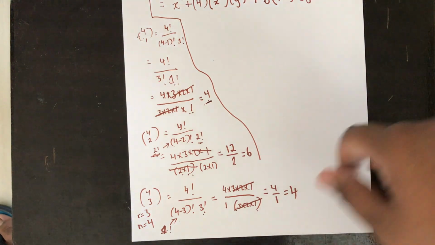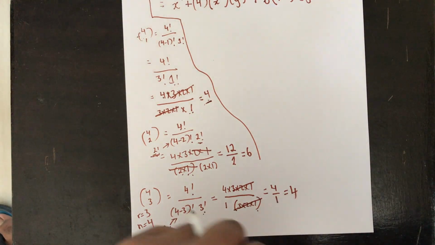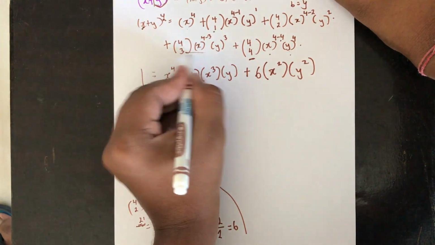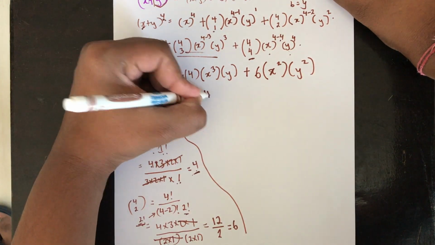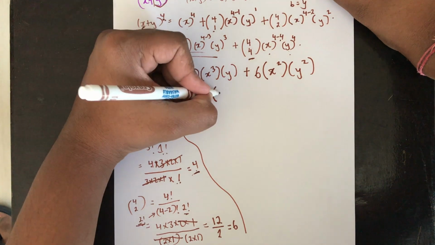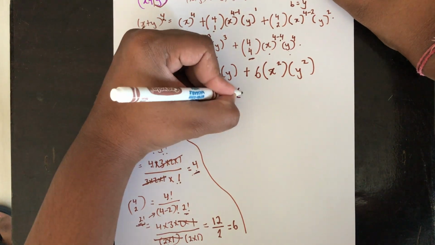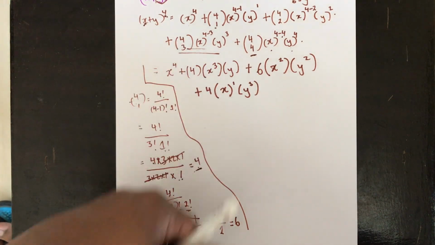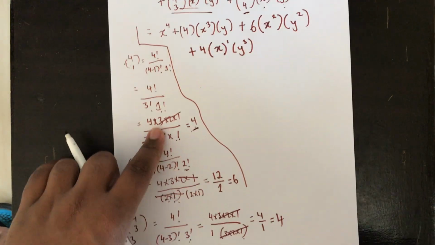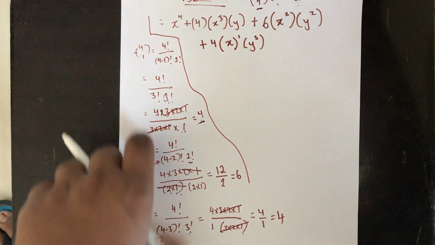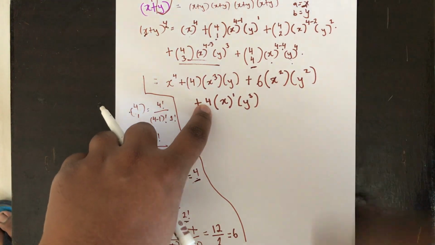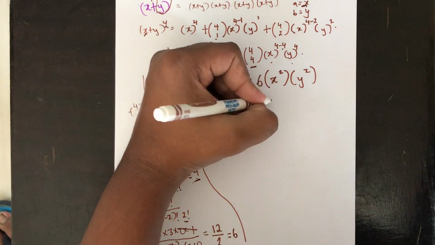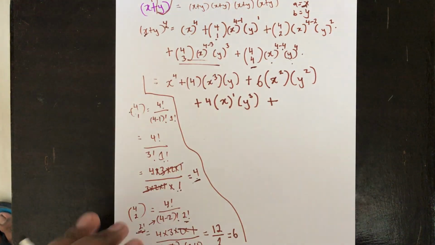Therefore, 4c3 is equal to 4. So let's continue this. So I have this bit, so plus 4 into x power 1 y power 3. 4c3 is 4, and that's what I've just used. So I've just substituted: 4 into x power 4 minus 3 into y cubed, plus the last bit, 4c4.